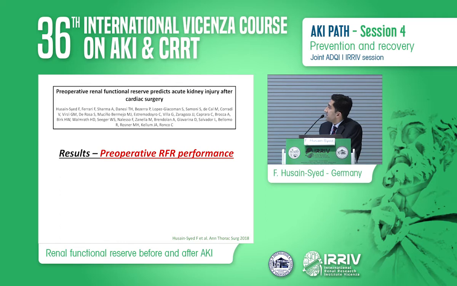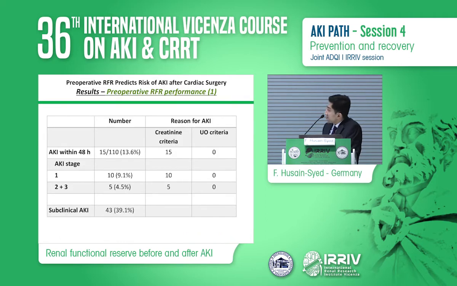This has been recently published. So as I told you before, this was a pilot study. We had an AKI incidence of 14%, and among the AKI patients, 10 had stage 1 AKI and 5 had severe AKI, so not so many patients. All patients were diagnosed within 48 hours. Fluid balance adjustment didn't help to change the AKI incidence. All were staged and diagnosed according to KDIGO criteria, and interestingly, almost 40% had subclinical AKI. That means increased biomarkers, but not clinical AKI.